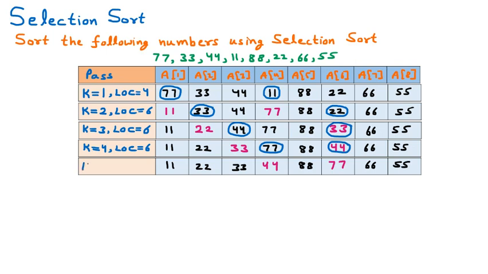The value of k is incremented, so k is now 5. So that means we have selected the 88 here, and then we are going to find the location of the element which is the minimum out of the remaining list. So here we can see that the minimum element is 55 and the location is 8.